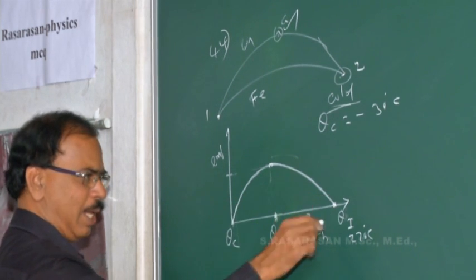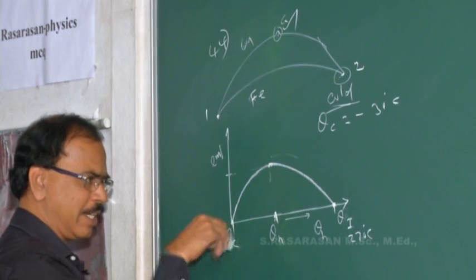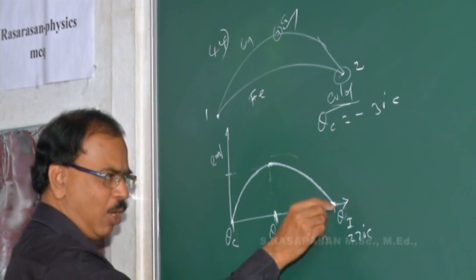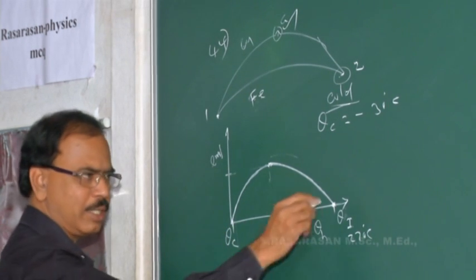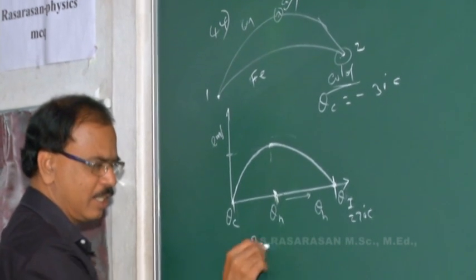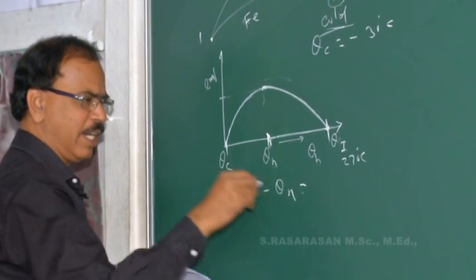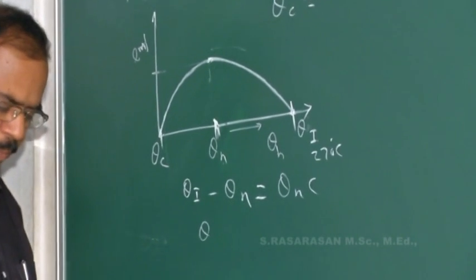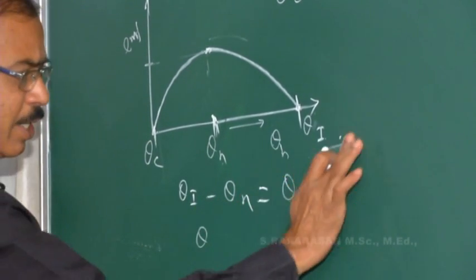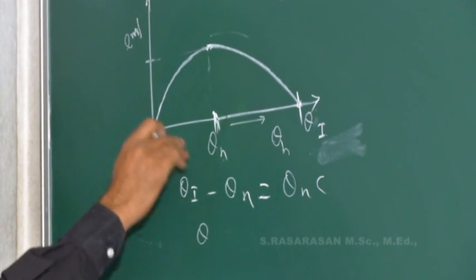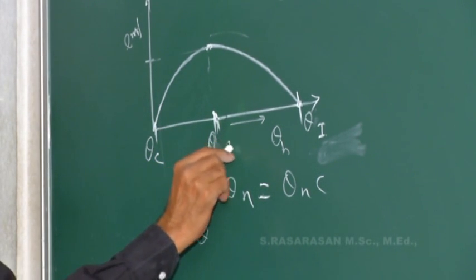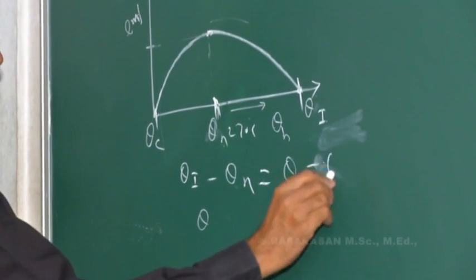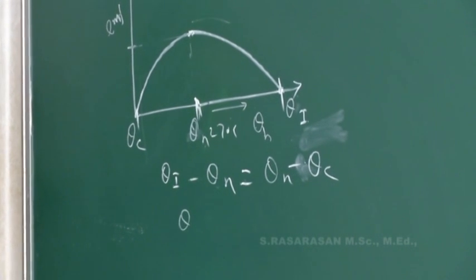Now in this parabola, theta I, theta n, theta c, since theta n is constant and it is a parabola, these two parts are equal, that is theta I minus theta n is equal to theta n minus theta c. So theta I, what is the aim of the problem? Sorry, in the problem theta I is not given, theta n is given, neutral temperature is given, it is 270 degrees Celsius. Theta n is given, theta I is a question mark, temperature of inversion.